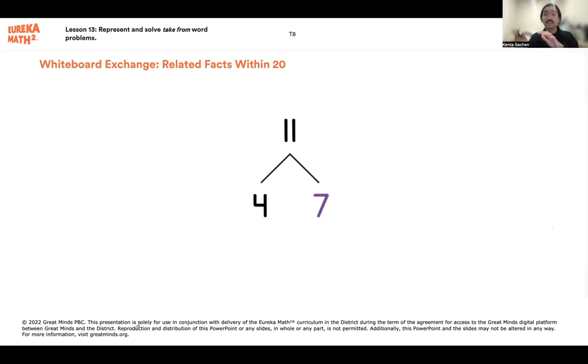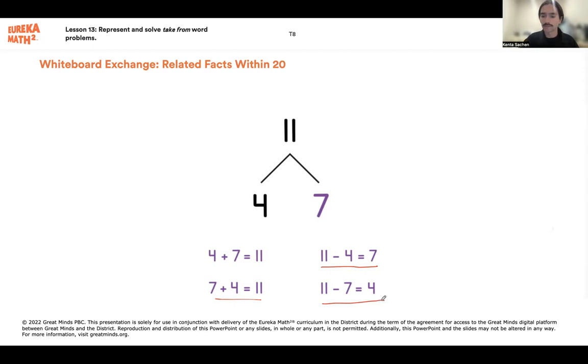So 4 and 7 equals 11. Let's read these together. 4 plus 7 equals 11, or 7 plus 4 equals 11. You can also think of this as subtraction. 11 minus 4 is equal to 7, or 11 minus 7 equals 4.